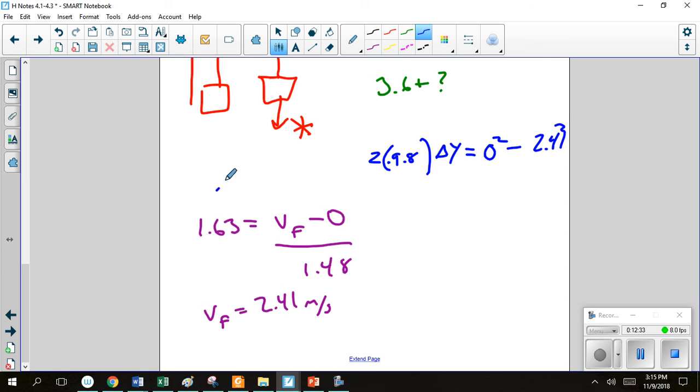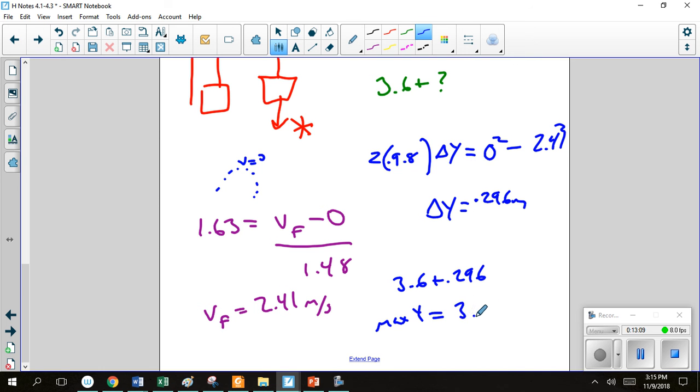Right? So it goes up, it's like a parabola, right? So at the top here, velocity equals 0. Started off at that 2.41, and now velocity is 0 before it starts to come back down. So our delta y ends up being 0.296 meters. So it ends up being 3.6 plus our 0.296, and that gives us a max height of, let's call it, 3.9 meters.